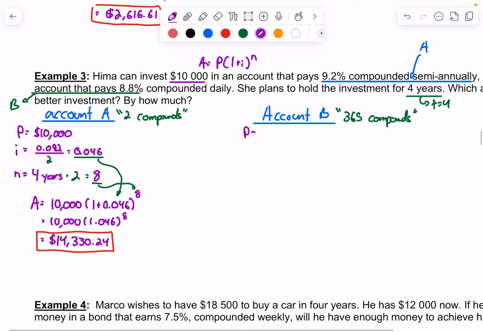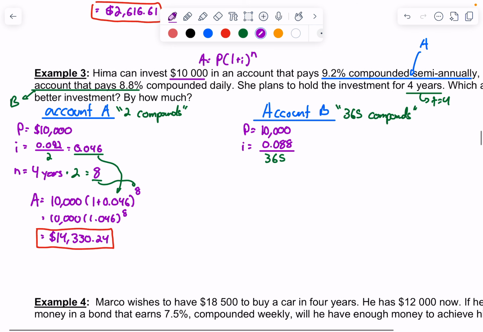So in this case, your P is still 10,000. You're not changing how much money you're putting into it. But your I is adjusted. Your I is your 8.8%, so 0.088, and you divide that by 365, right? Because that's how many compound periods there are. So 0.088 divided by 365. I have a value of 2.41 times 10 to the negative 4 on my calculator.